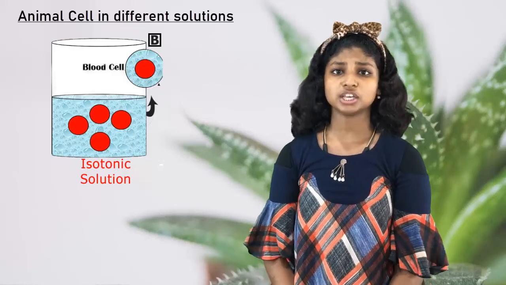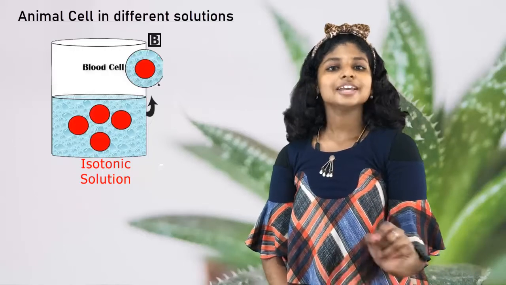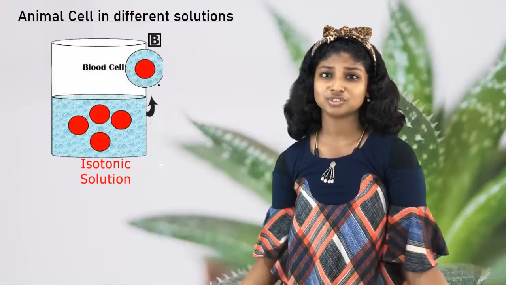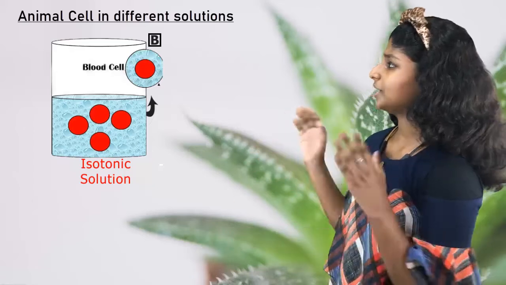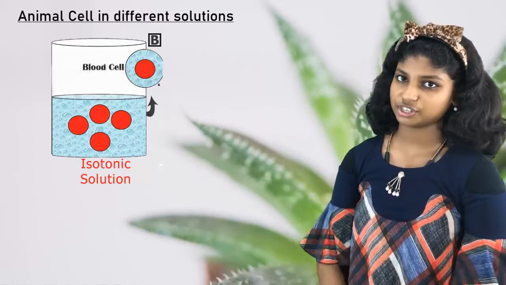And what do you mean by isotonic? Iso means equal and tonic means concentration. So isotonic means equal concentration. Okay, in tub B we have an equal amount of concentration.